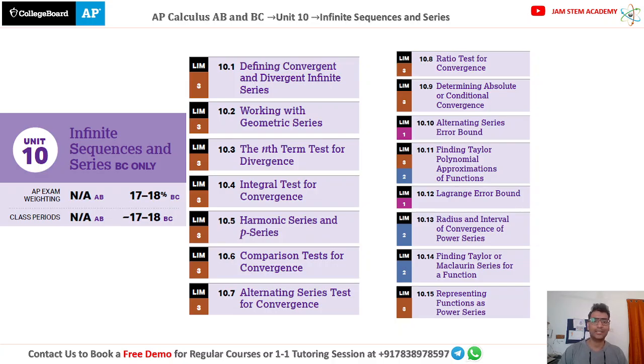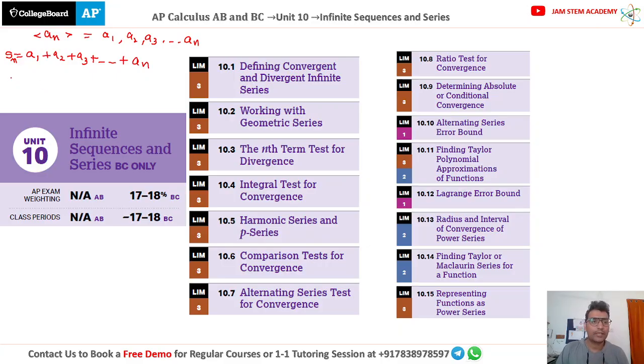So let's get started with defining convergent and divergent infinite series. Basically, if you have a sequence, let's say an is the nth term of that sequence. For example, its terms are a1, a2, a3 and so on up to an. What is a series? A series is the sum of the terms of the sequence. Let's write it Sn. Sn represents the sum of the first n terms: a1 plus a2 plus a3 plus so on up to an.